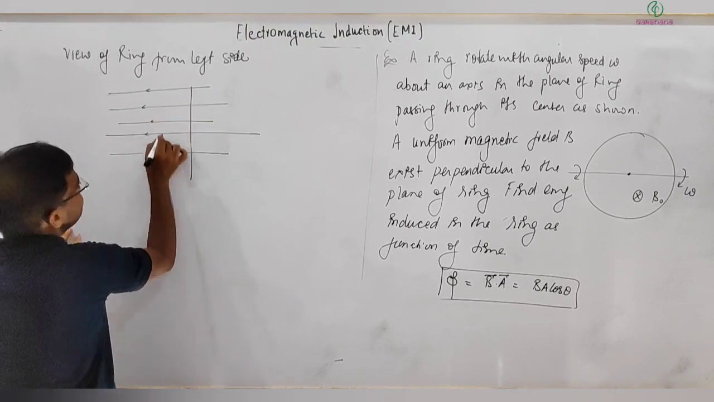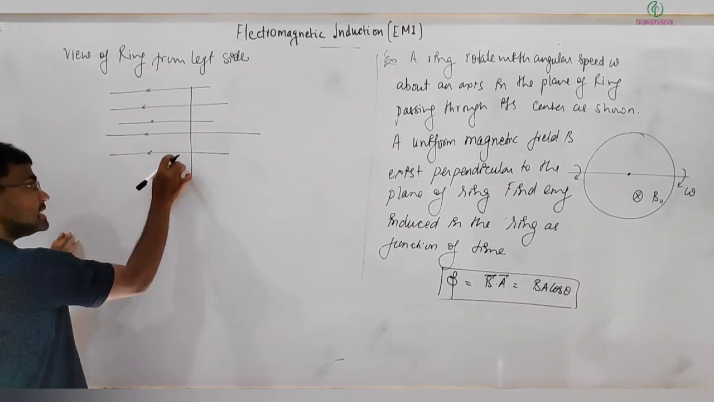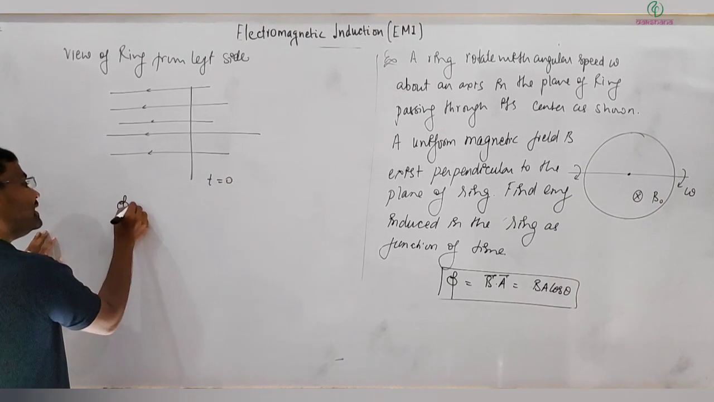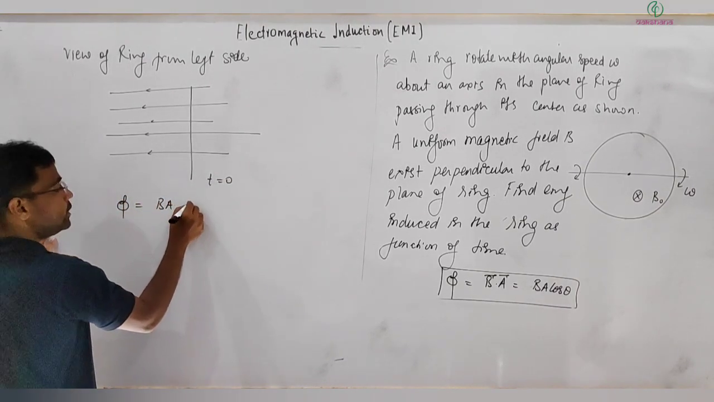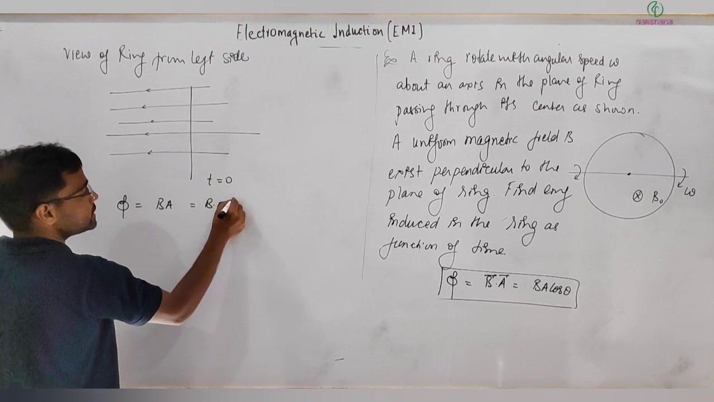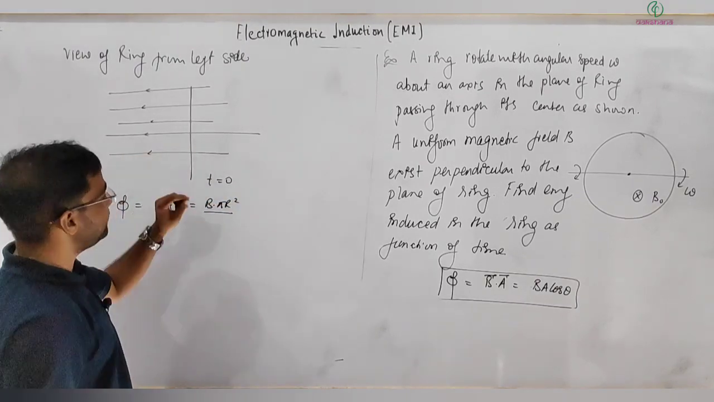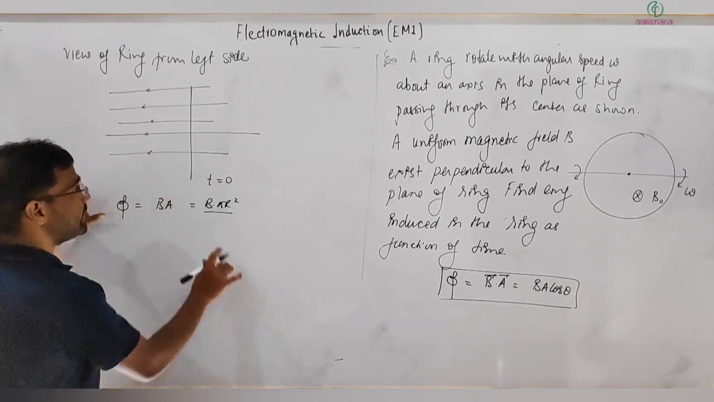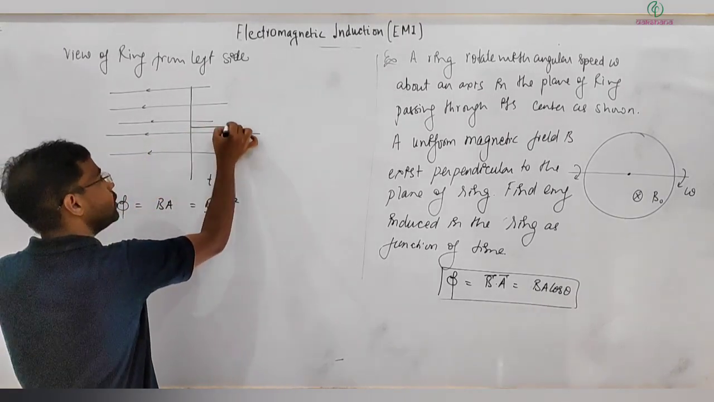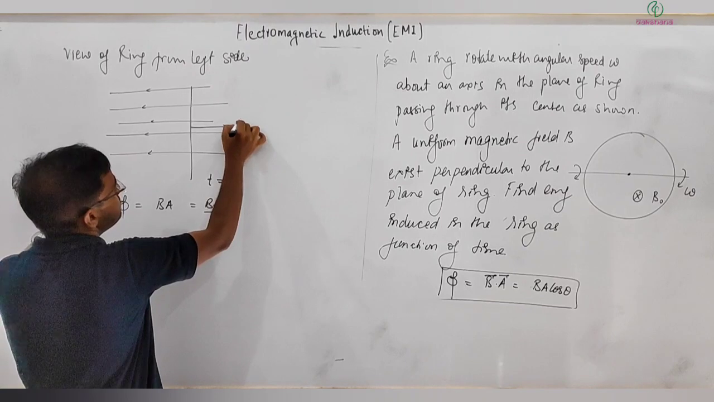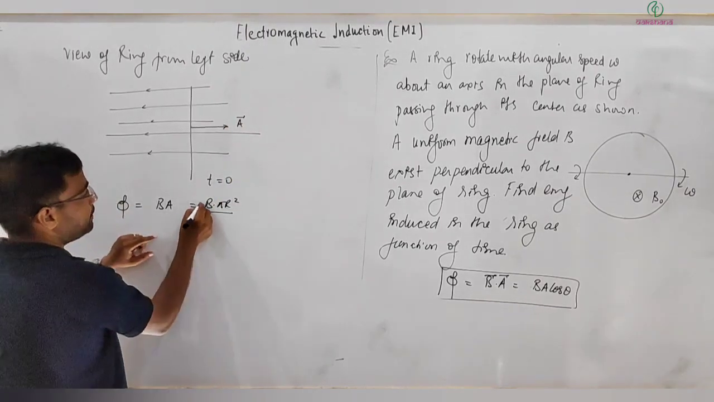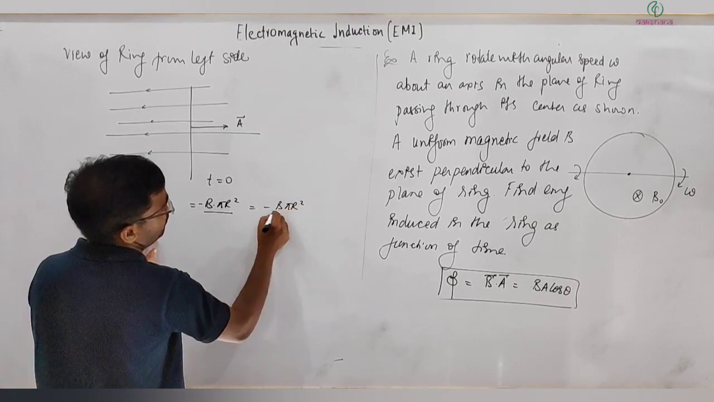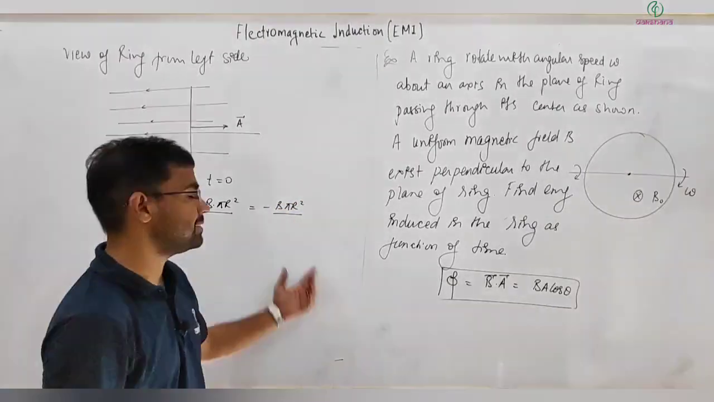Okay, so what does this mean? In this situation, at t equal to 0, I can write phi is equal to B into A, which is B into pi r square. If I take the area vector A bar outward, then it will be minus B into pi into r square. Here I am more interested in magnitude.